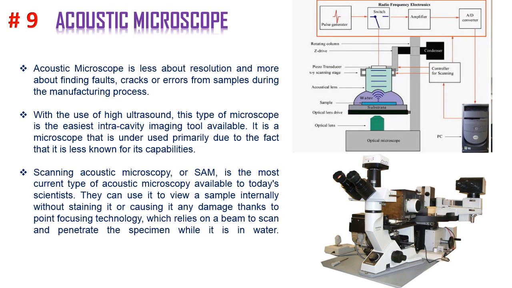Acoustic microscope is less about resolution and more about finding faults, cracks or errors in samples during the manufacturing process with the use of high ultrasound. This type of microscope is the easiest intracavity imaging tool available. It is used less primarily because it is less known for its capabilities. Scanning acoustic microscope, or SAM, is the most current type of acoustic microscope available to today's scientists.